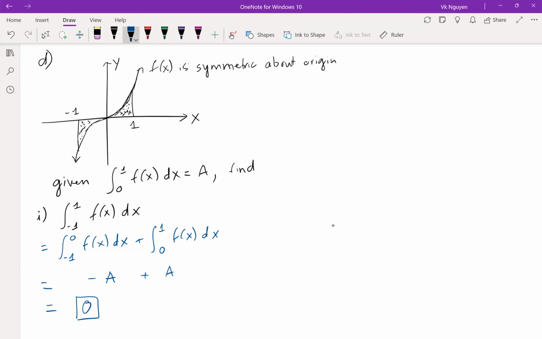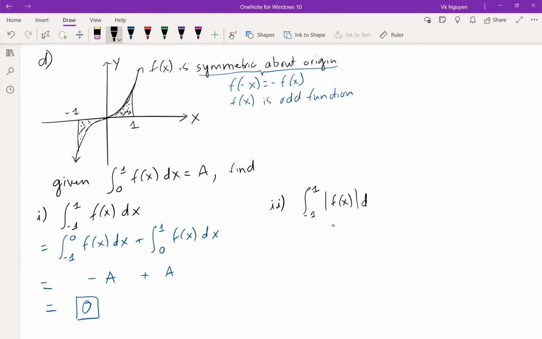And for a function that's symmetric about the origin, hopefully you still remember from pre-calculus, f(negative x) is negative f(x), or f(x) is an odd function. Pretty cool, huh? Next one. Well, what happens if we want to do negative 1 to 1 of the absolute value of f(x) dx?